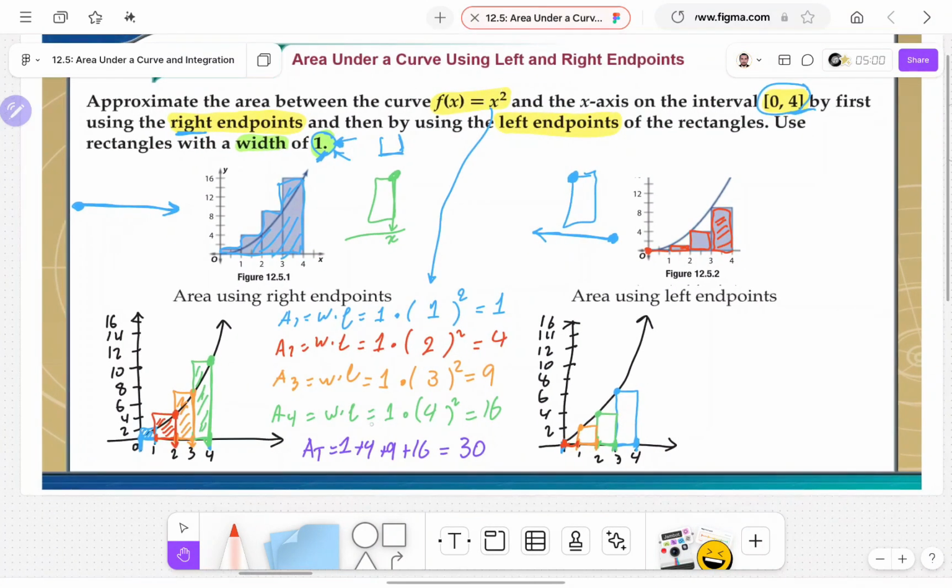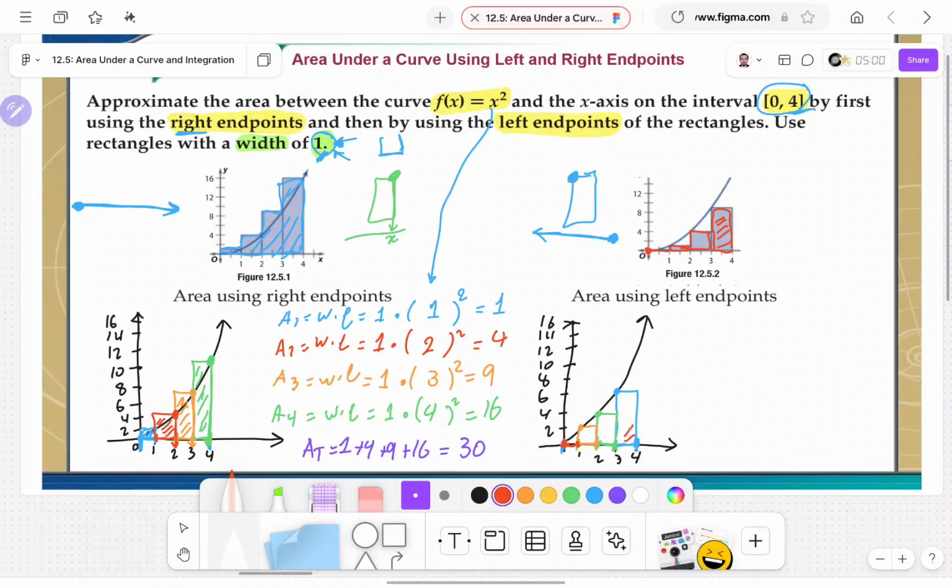Okay, so now let's find the area for every rectangle. Let's find the area for the first one, the blue one here. Area 1 is equal to width times length. Width is already given in the question, which is equal to 1. 1 times the length. As I told you, you need to substitute in the equation. Because it's left endpoint, from the left of the rectangle, go down and check what is the x value, not from the right. So what is the x value on the left? The x1 is equal to 3. So I have to substitute 3. So 1 times 3 squared is equal to 9.